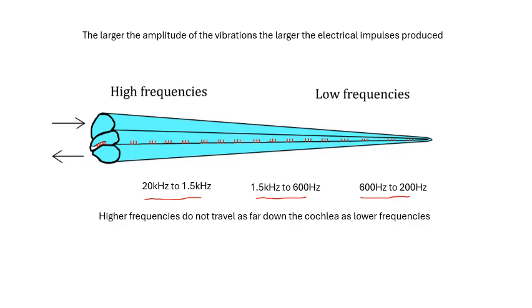So higher frequencies don't travel as far down the cochlea as low frequencies, and so different hair cells are stimulated, and this is how we perceive different frequencies.